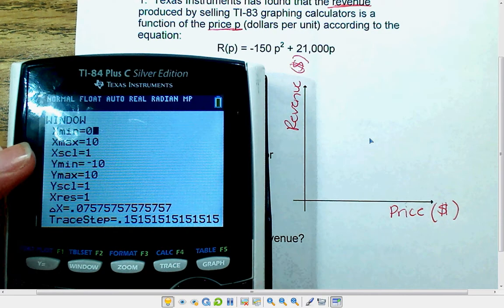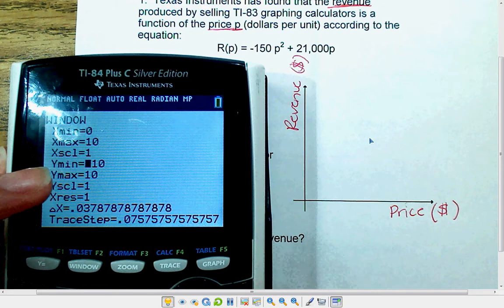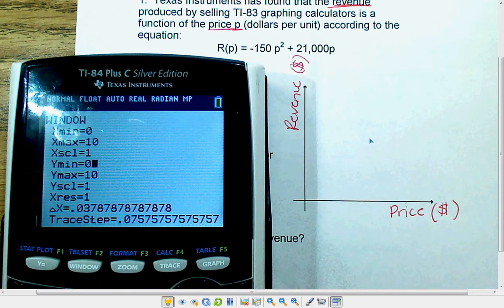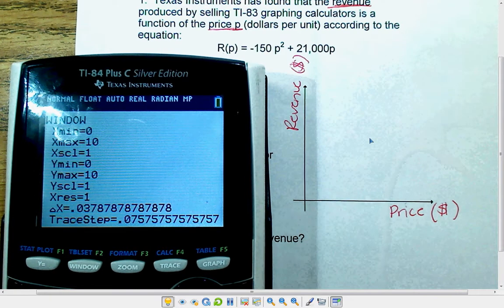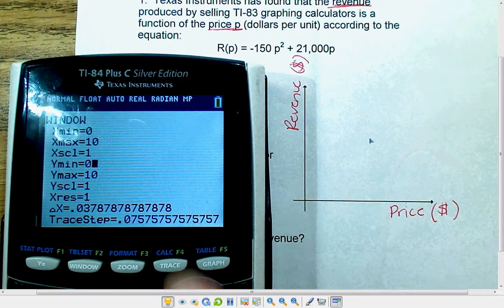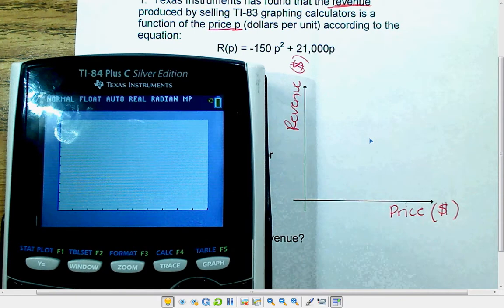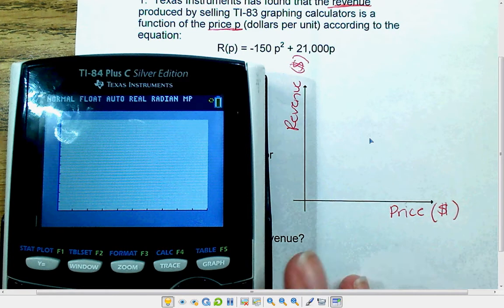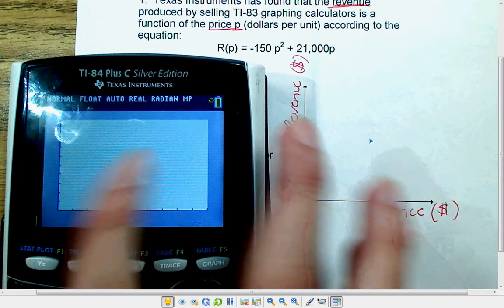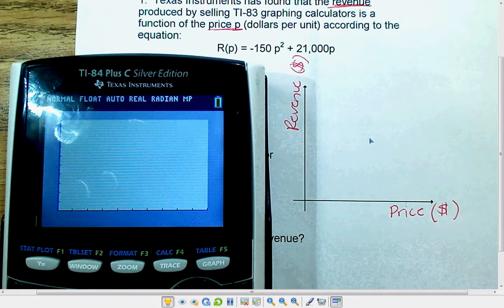In the same way, our y value, we also want to start at 0. So we're going to go 0 to 10, 0 to 10. Because our revenue is not going to be negative either. We only want to look at the positive numbers. So we're going to start off 0 to 10, 0 to 10. Let's press graph and see if we can see our function. So clearly, we see a little bit of a line over there, but there's really nothing here. Our window isn't big enough.